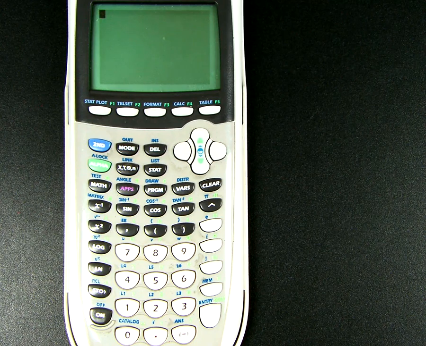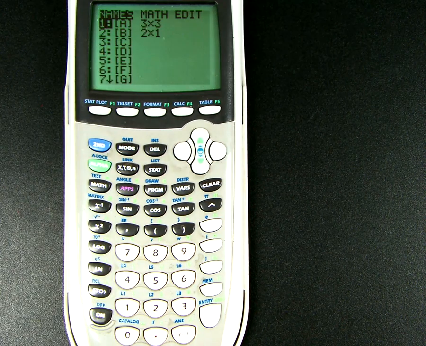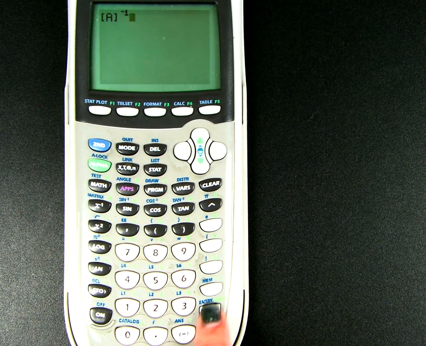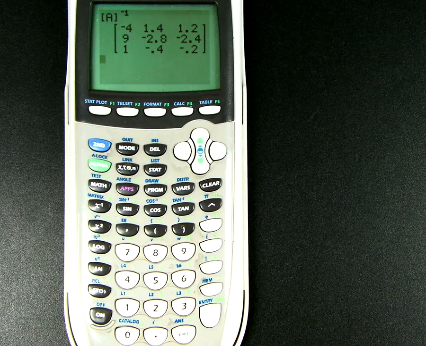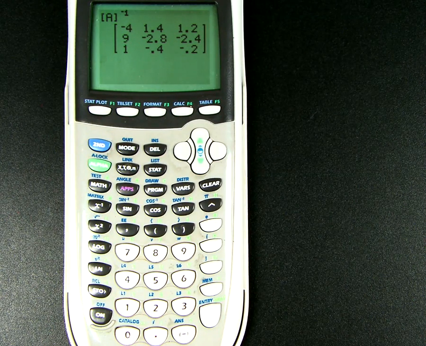So we just have to go get our matrix that we just entered. So second matrix key, and then we're selecting matrix A. Then we're going to press the inverse key, and then enter. So this would be our inverse matrix. Now, these are nice decimals to copy down, but most of the time they will not be.